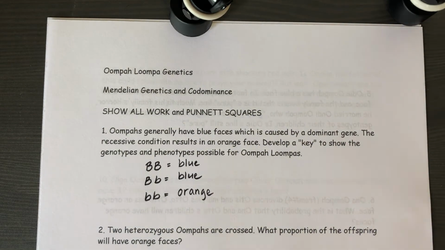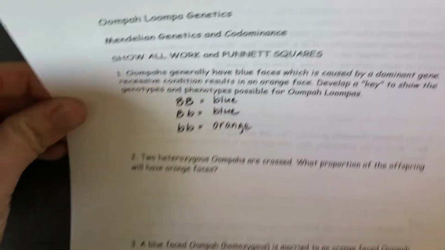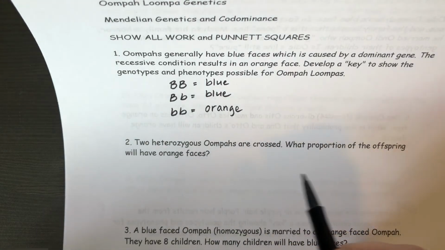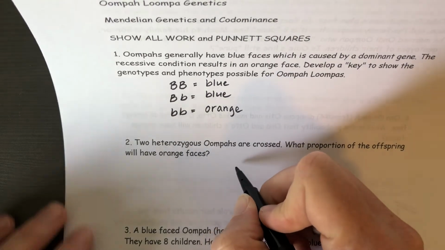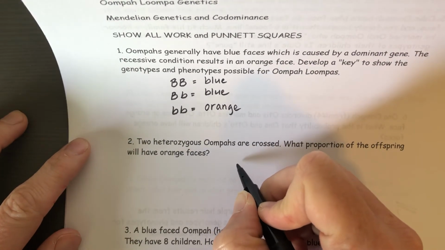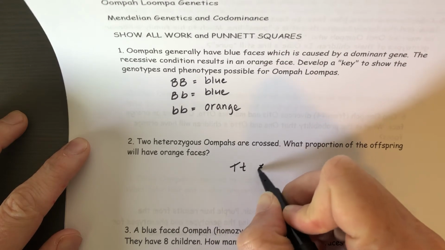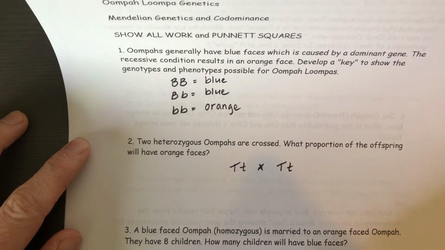Number 2. 2 heterozygous Oompas are crossed. This is going to be the last practice problem I'm going to show you for this one. You can probably figure out the rest from here. So 2 heterozygous Oompas are crossed. What proportion of the offspring have orange faces? So I always will write out what my genotypes are for my 2 organisms. So for this one, we have a heterozygous Oompa mating with another heterozygous Oompa.